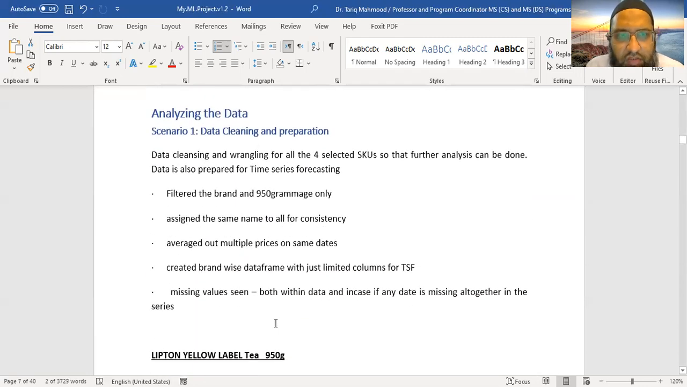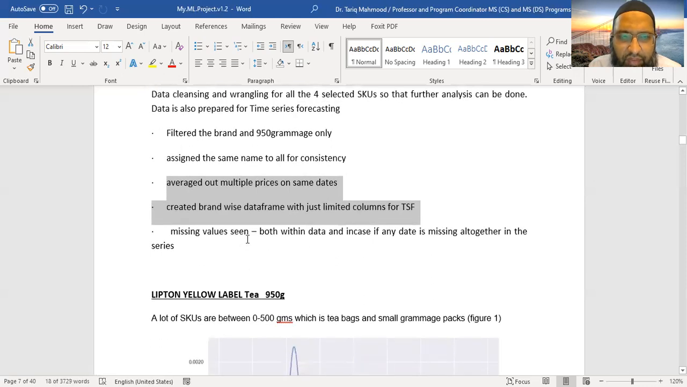Regarding the data cleaning and preparation, we have already talked about the 4 SKUs that we have selected for the 4 different brands. So we filtered this particular grammage, and we made the names unique, averaged out multiple prices on the same dates, and created the data frames. And then we looked at missing values, both within the data and in case any data is missing altogether in the series.